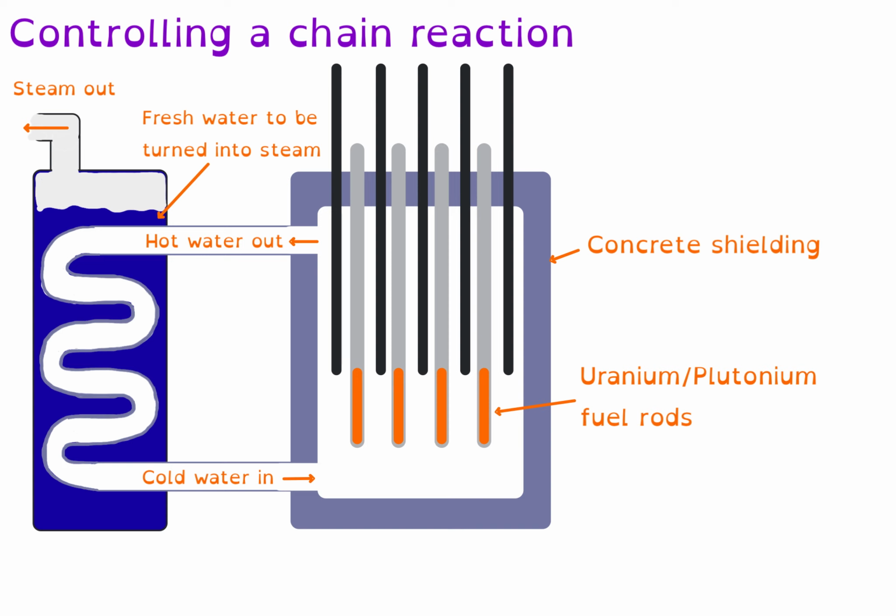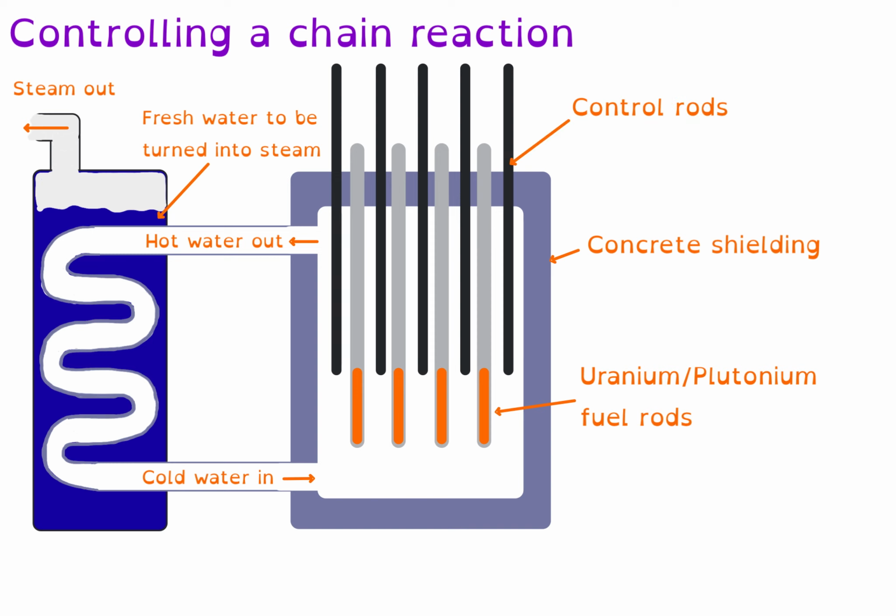The chain reaction which generates the thermal energy needs to be carefully controlled. If it's not carefully controlled, too much energy is given out. Too much energy will cause damage to the nuclear reactor, and radioactive material could be released into the environment. To control the amount of energy, the number of fission reactions per second has to be reduced.